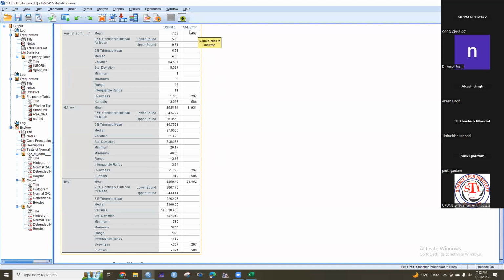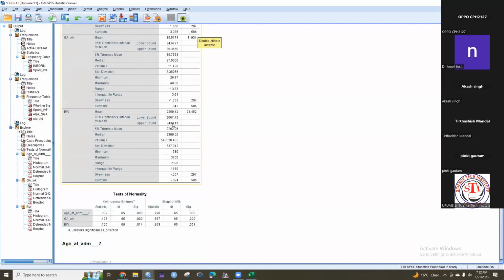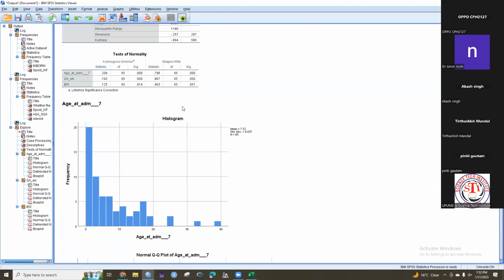Standard error is also being calculated here, but you should go with the mean and standard deviation, not with the standard error, when you are going to describe the data. Now, whether we should use mean with the standard deviation or median with range or interquartile range, for that we should look at the normality of the data. In these three, the null hypothesis is that the data is normally distributed. For age at admission this is rejected. Gestation age at week is also rejected. Birth weight is also somewhat close to rejection.